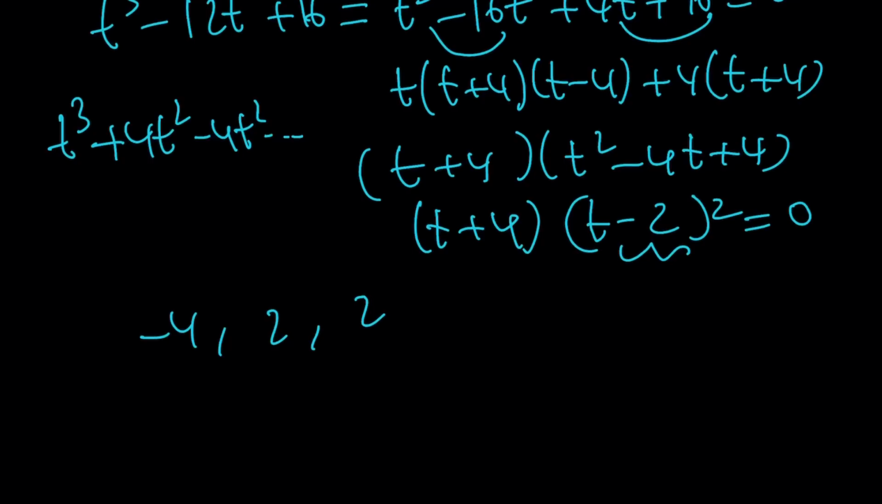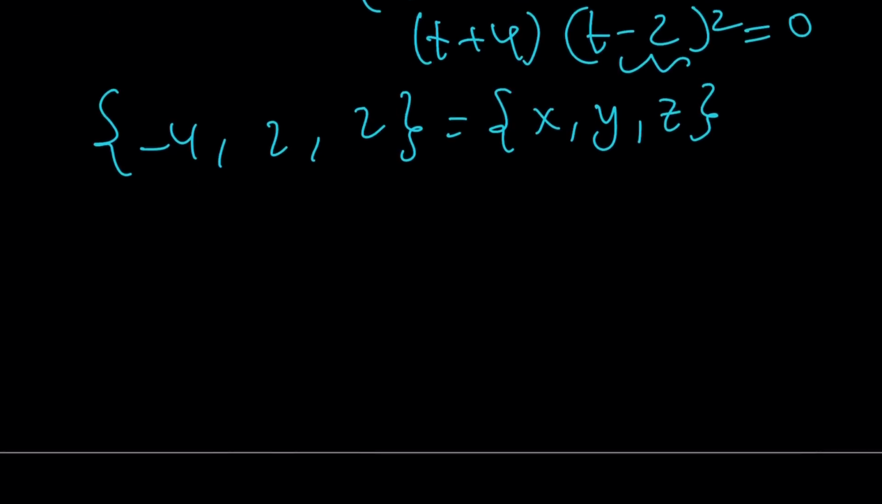And their permutations are just going to give us the x, y, z values. So we can kind of write it as two sets and set them equal to each other. And hopefully this will take care of it.